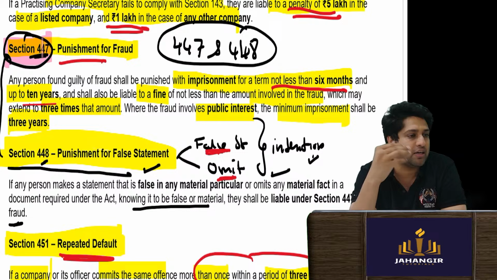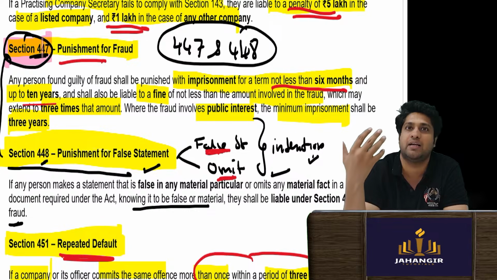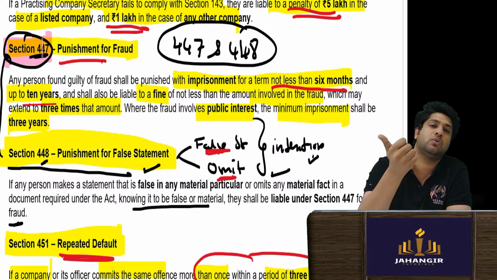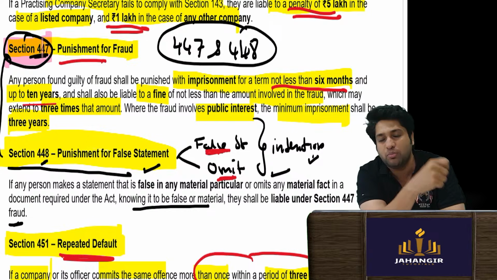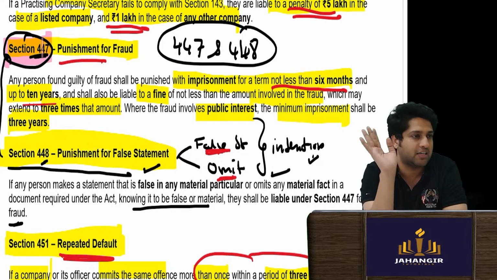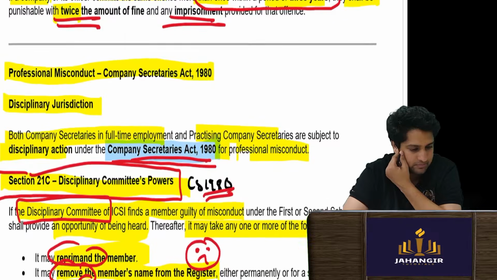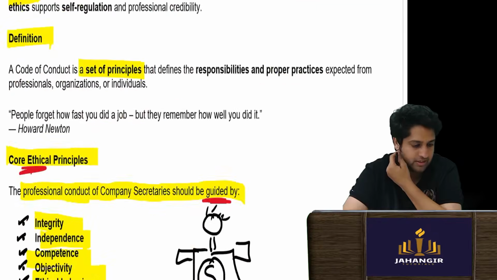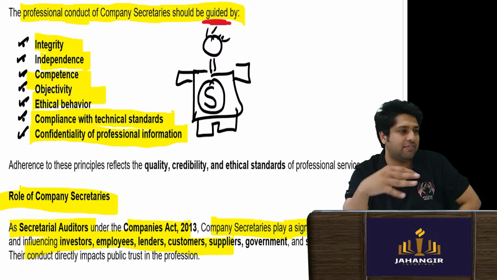So section 448 says that if any company secretary or any professional who is an auditor makes a false statement knowing it to be false, or makes a material omission knowing it to be material, will be penalized. And what is the penalty that has been given? That also you need to learn. Repeated offenses, 3 years imprisonment. Okay, professional misconduct, all this you can remember. Code of conduct, integrity, that's a soft skill. Ethical behavior, all this you need to have.